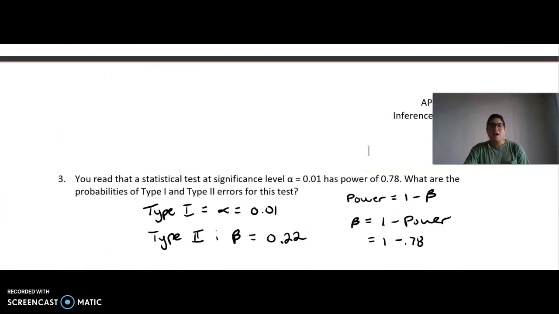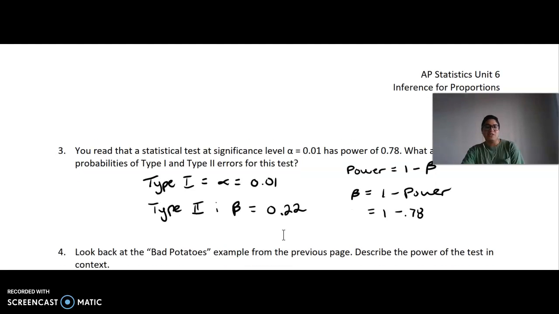Here I read that a statistical test has a significance level of 0.01 and a power of 0.78. What are the probabilities of the type 1 and type 2 errors for this test? Well, type 1 equals alpha, and alpha here is 0.01, so that'll be our probability of making a type 1 error, rejecting the null hypothesis, given that the null is true. And here we have that the power is 0.78, and I know that power equals 1 minus beta. Well, I'm looking for beta. I can just swap these two variables around, and I'll get beta equals 1 minus power, 1 minus 0.78, so my beta is 0.22. So the probability of failing to reject the null hypothesis, given that the null hypothesis is false, is going to be about 22%.